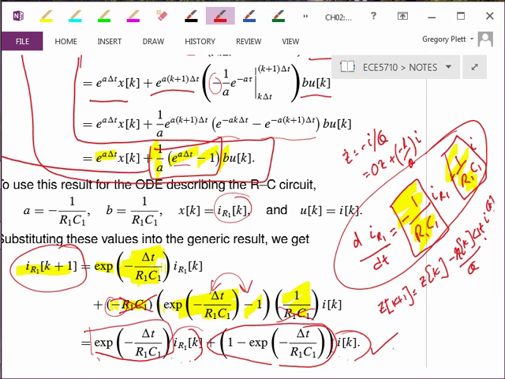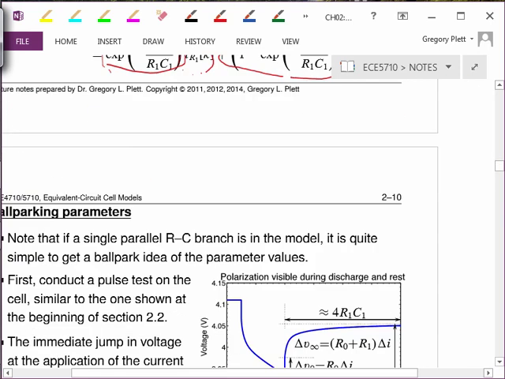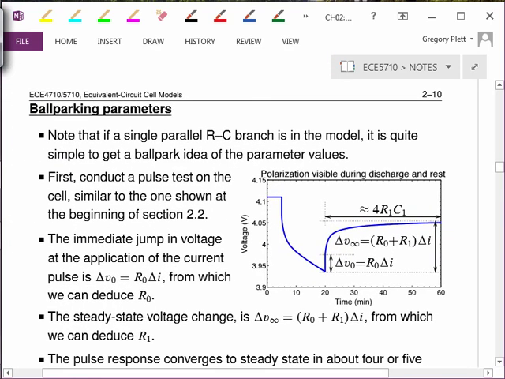There's one other term that we're going to add to our model in the next section, but before we get there, I'd like to take a few minutes to talk about how we find the parameter values in these equations. We've already stated that if I open up a cell, I don't find resistors and capacitors inside that I can yank out and put on an ohm meter or a capacitance meter to make my circuit model. These are just ways of describing the behavior using equations and elements that we're familiar with. So how do I find R0, R1, and C1 in these equations?